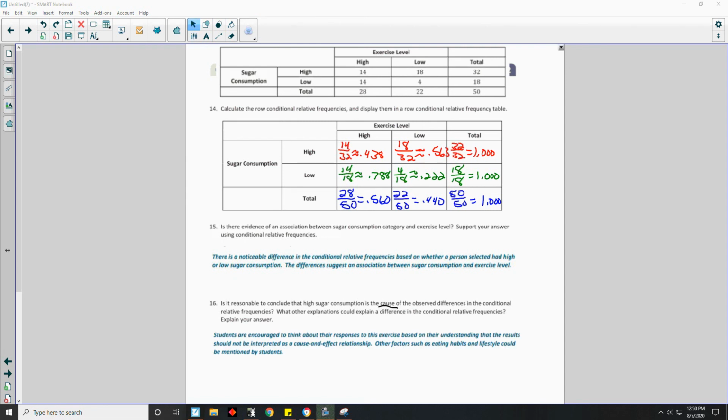Okay, so students are encouraged to think about their responses to this exercise based on their understanding that the results should not be interpreted as a cause and effect relationship. Other factors such as eating habits and lifestyle could be mentioned by students. It may not be the sugar consumption, it could be something else.